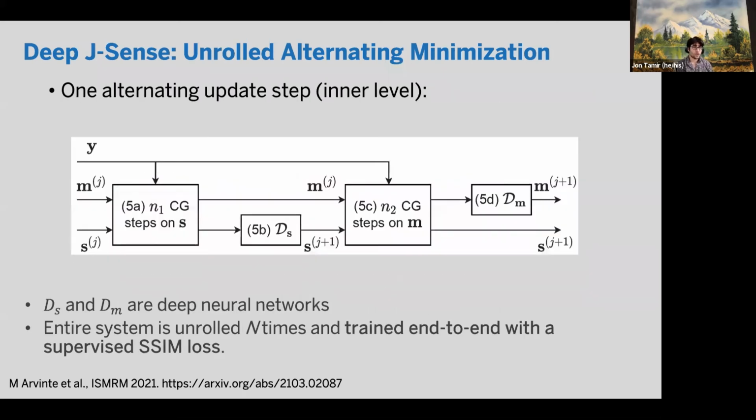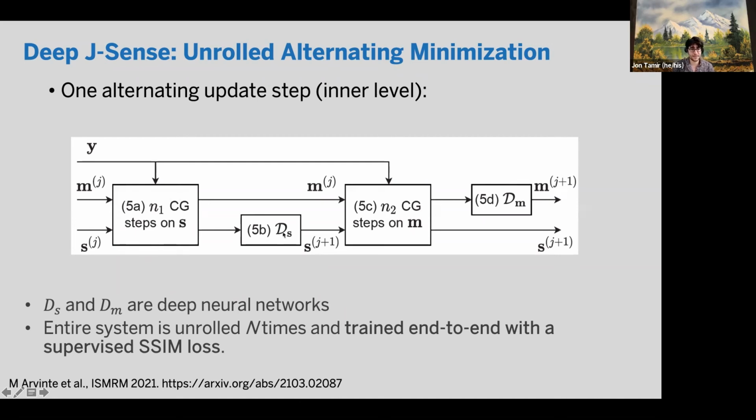Now, one alternating update step, so the inner level of our algorithm looks like the following. So we have our data Y that comes in. We have our image at the jth iteration, and we have the maps at our jth iteration. And when we hold one of these fixed, because it's a bilinear problem, we still end up with a linear least squares. And so we use the conjugate gradient algorithm to update the sensitivity maps given a fixed image.